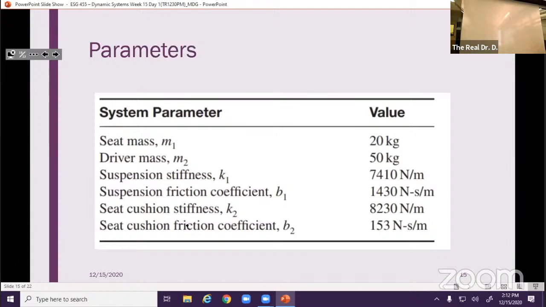All the other numbers come from a study that was done. The paper is in the appendix of your text. So I didn't make up damping and stiffness here. These are actual numbers for a commercial tractor trailer.